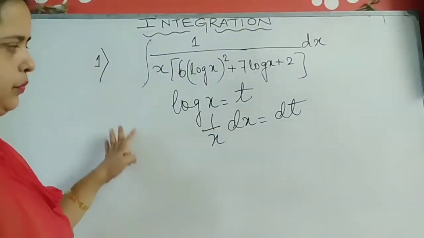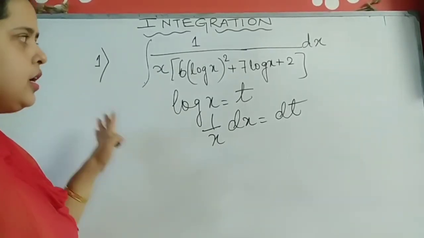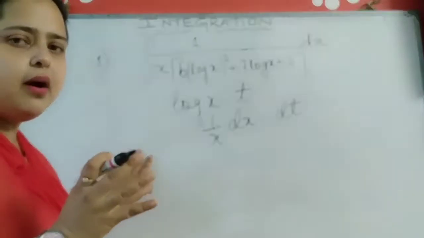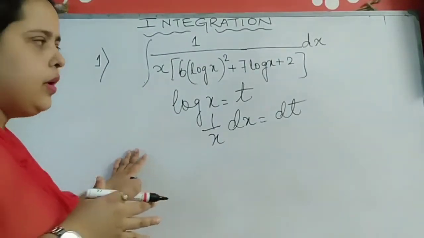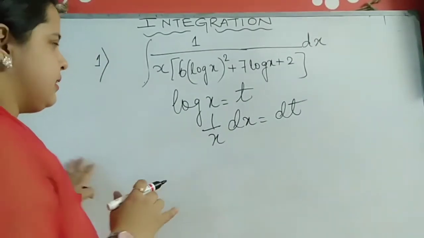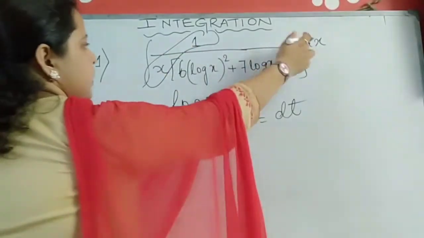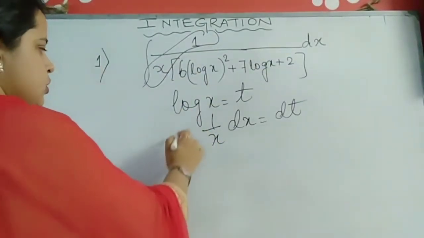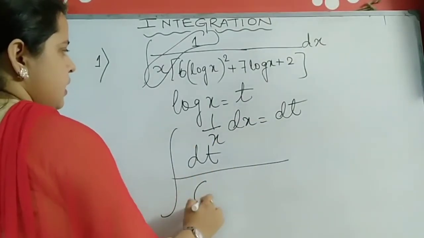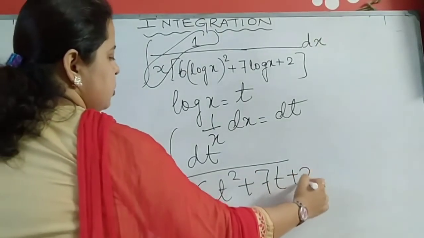Yes or no? Okay. It is then going to be reduced into a rational function whose polynomial is going to become a quadratic equation. Now, how will it look after the substitution of t? Let's see. This entire thing with dx is going to become dt. So I'm writing it: dt by 6t squared plus 7t plus 2.